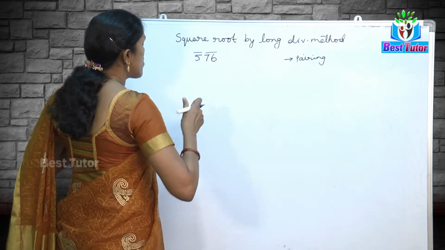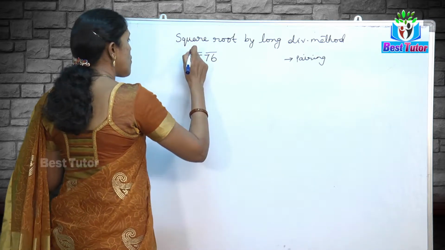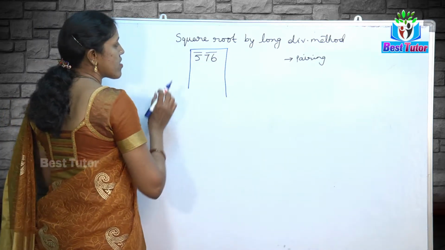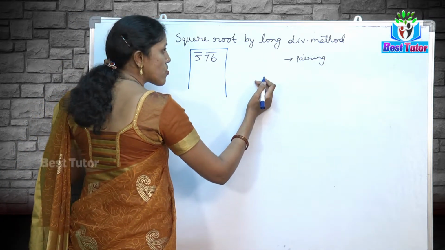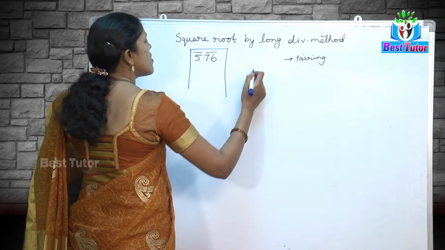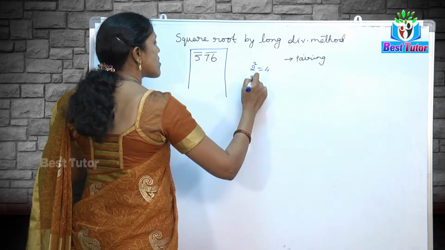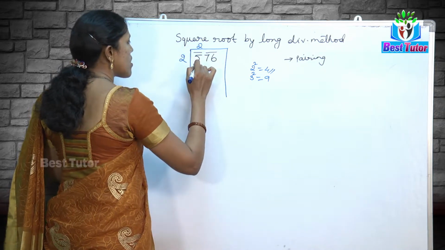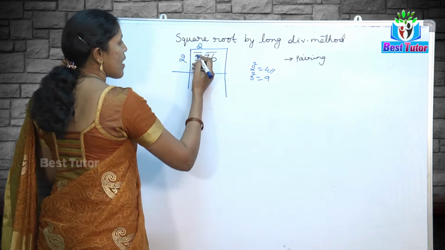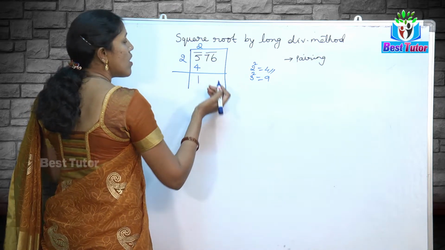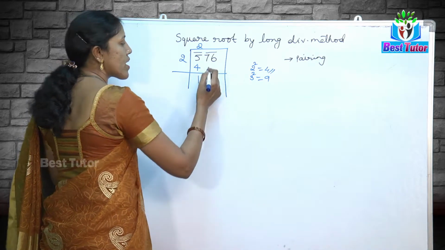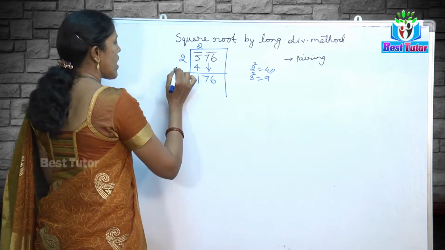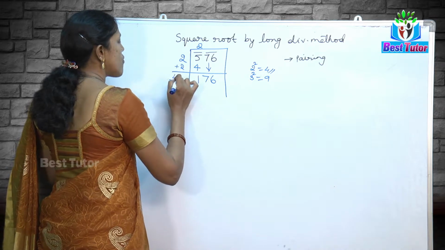Now I am going to use long division method in finding out the square root of 576. So 5 is the initial number. I am going to choose a perfect square which is less than 5. 2 squared is 4. 3 squared is 9. So 4 is a suitable number here. 2 2s are 4. I am going to subtract. 5 minus 4 is 1. Unlike the normal division where we bring down one digit, here we are going to bring down a pair of numbers, 76, and this is going to be 4 here.